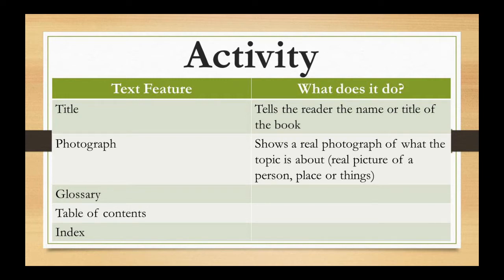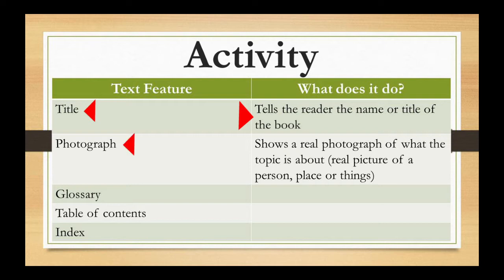Very good. The activity that I have for you today, as you can see, has 2 columns. You only have three of our features that I would like for you to write about. I've given you 2 examples. As you can see, our headings say text feature, and on the other side, what does it do. I've given you the descriptions and the definitions of the first 2. A non-fiction book will have text features such as a title, and a title tells the reader the name of the book.